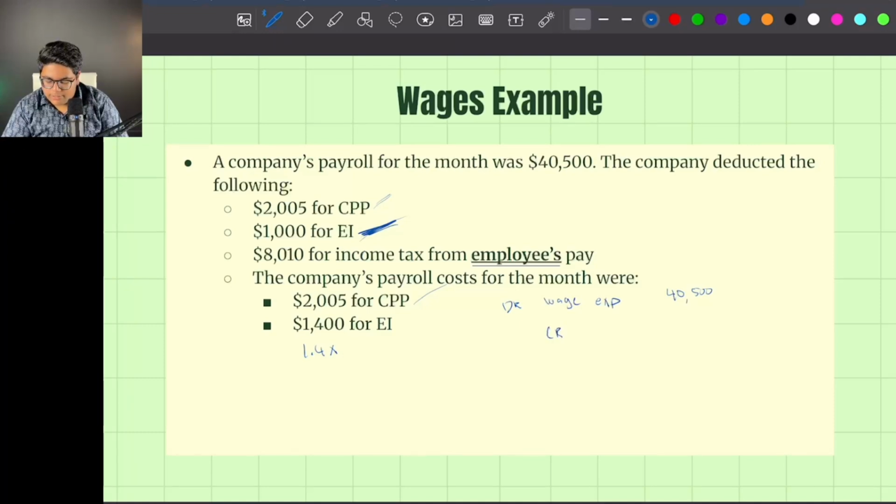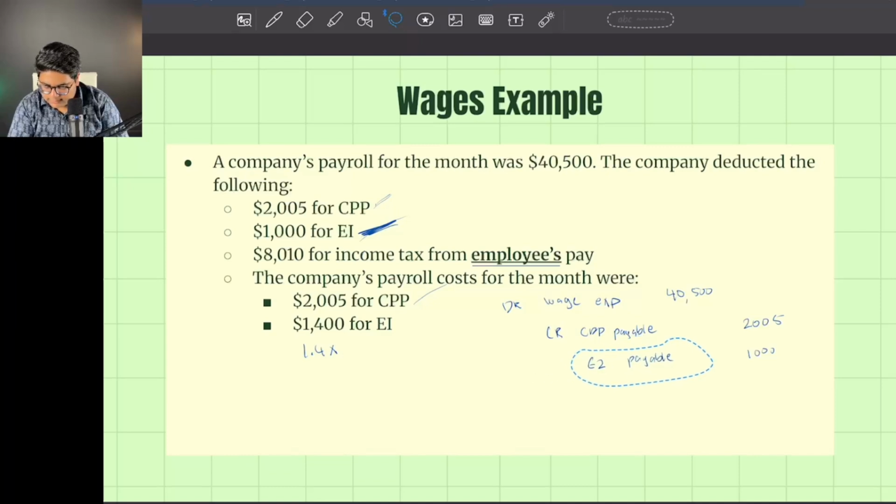Number one, we know that we need to pay this money to the CRA, right? So our CPP payable is going to be $2,005. Same thing for EI. EI payable is going to be $1,000, right? Sorry, this is going to be your credit also. And then you also have a credit of income tax payable, right? IT, income tax, I'm just abbreviating it. And this is going to be for 8010.